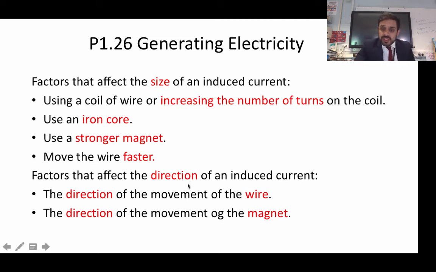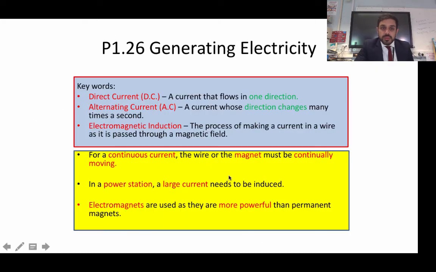Now, what affects the direction of the current is the direction of the movement of the wire or the direction of the movement of the magnet. So as you saw, when the magnet went in, the current went in one direction. When the video moved it out, the current went in the other direction. So learn how to increase the size of an induced current. Now, why is this important? Because it's all to do with generating electricity.